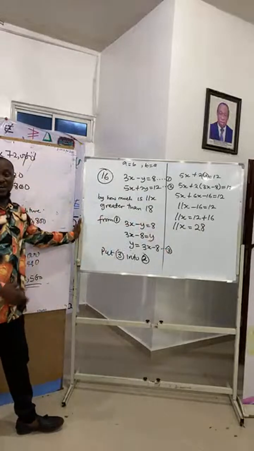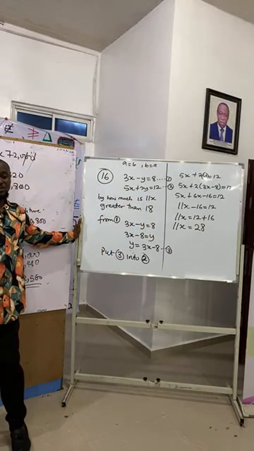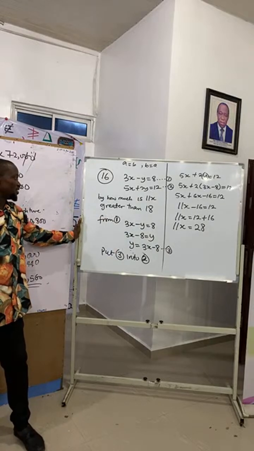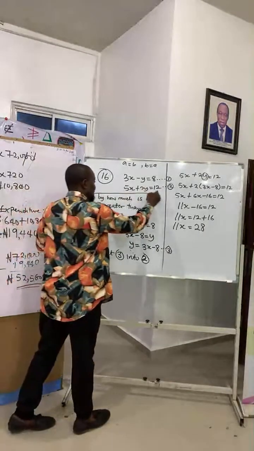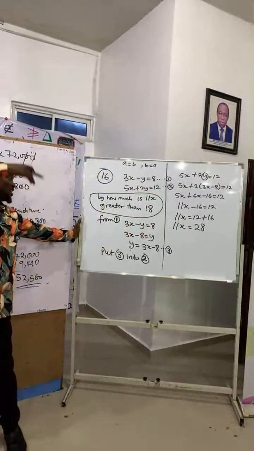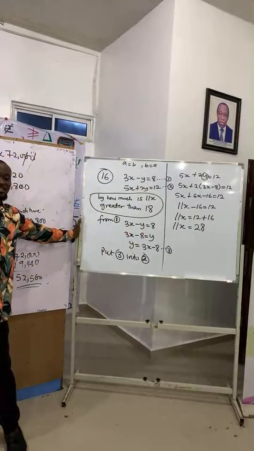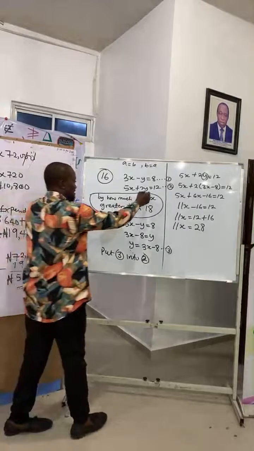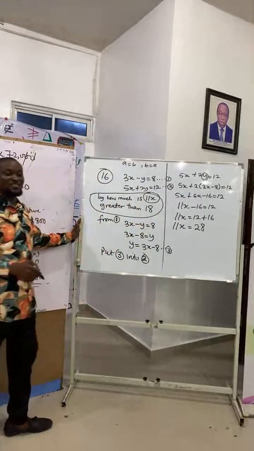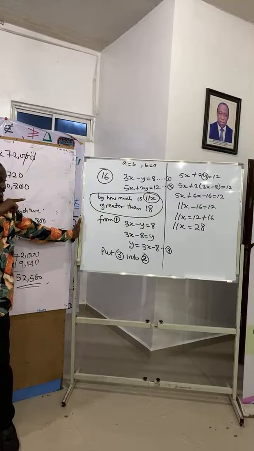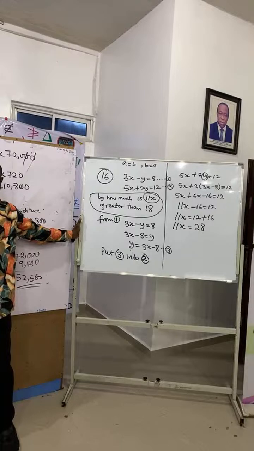We cannot solve the value of x here, but that was not the question. Look at the question: by how much is 11x greater than 18? You can observe that in that question we have 11x, but we don't have our 18. But we can make 18 from 28. How would that be?